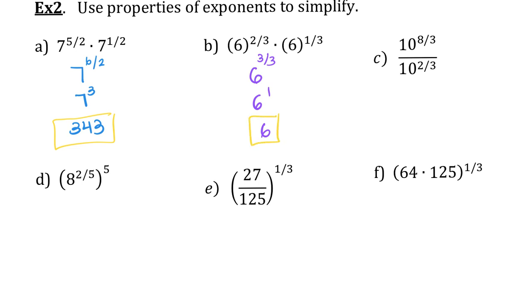Okay, for C, 10 to the 8/3 divided by 10 to the 2/3. Again, same base. If it's the same base, I can do something with the exponents. Since it's a fraction, I will subtract the exponents. So 8/3 minus 2/3 is 6/3. 6 divided by 3 is 2. I get 100.